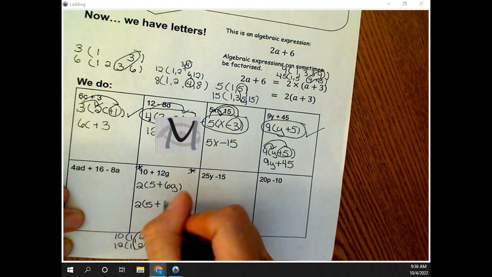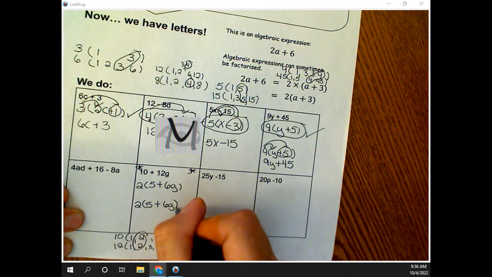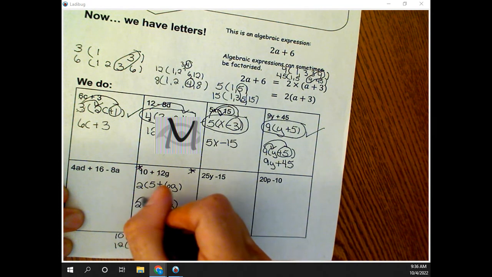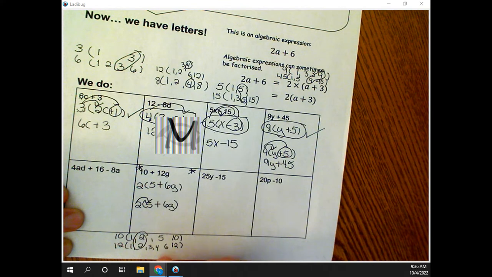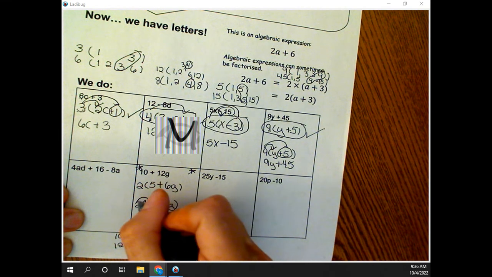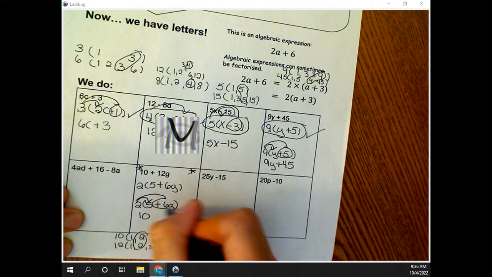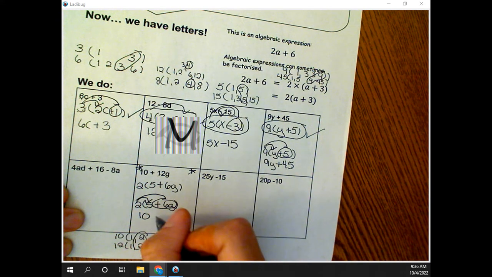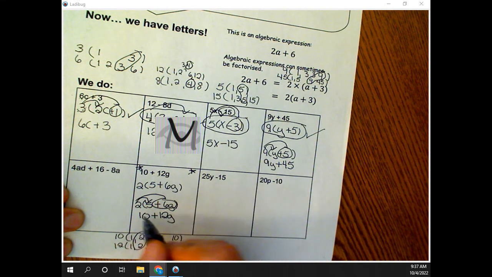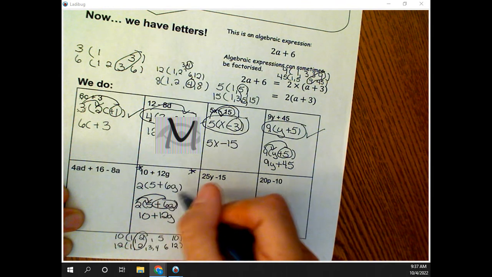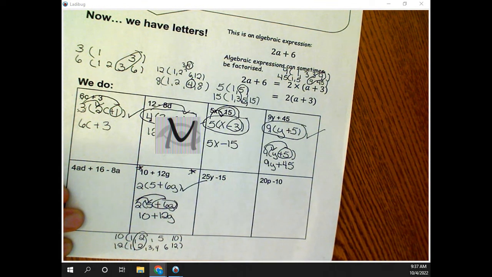All I'm doing is rewriting this so it's nice and pretty. All right, 2 times 5 is what? 2 times positive 6g is what? Positive 12g. And this matches my original, so I am good. Are you guys understanding this a little bit? Kind of, sort of? All right, let's do this one.